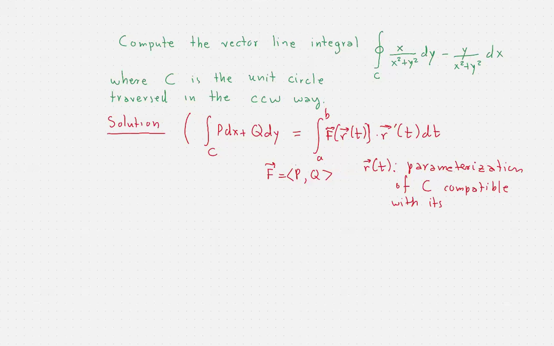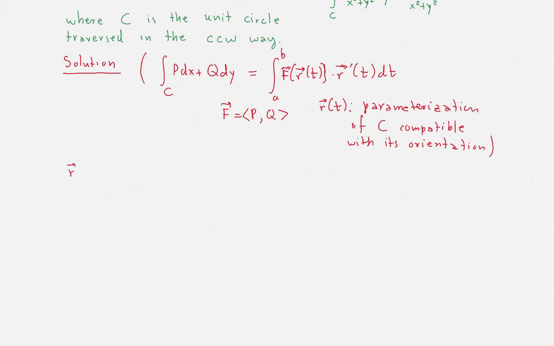Okay, so we have the unit circle, and the parameterization that is compatible with the counterclockwise orientation is quite standard: cosine t, comma sine t, for t between 0 and 2 pi. And the velocity that we're going to need here is obviously negative sine t, comma cosine t.